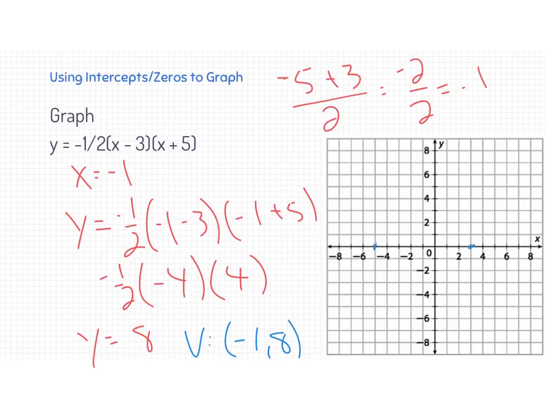So there's our negative 1, here's our 8. And as we draw this, it should make sense, because our a value is negative, so we're concave down, which matches up to the graph that we drew there.